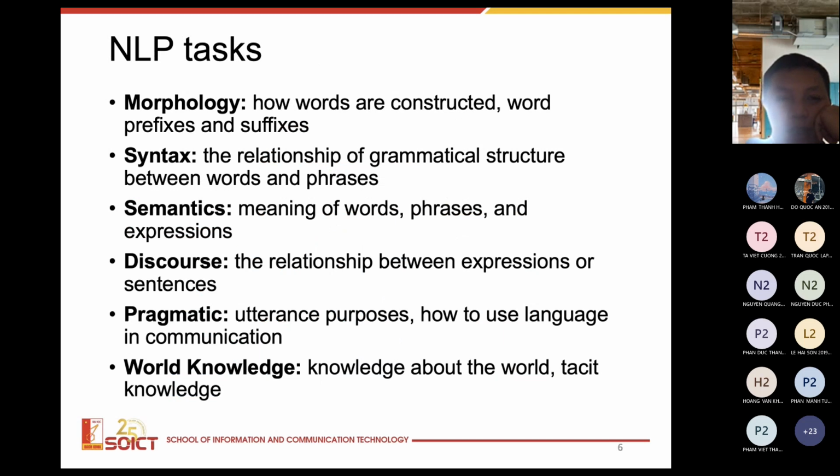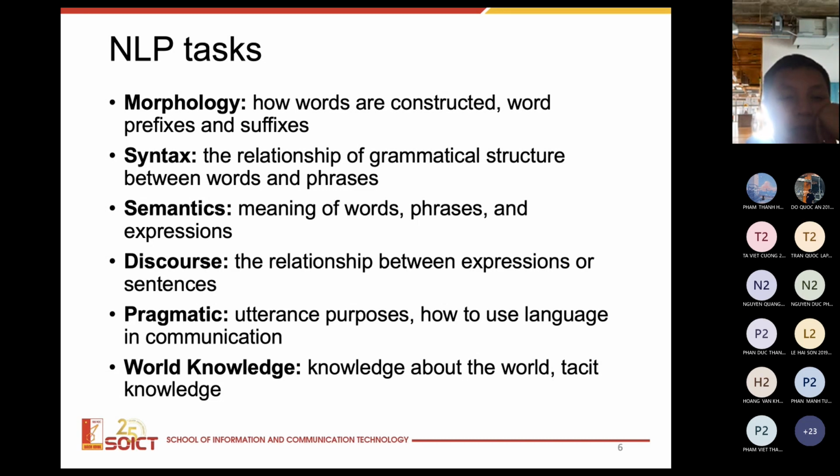Okay, so the tasks of NLP could be one of the following task types. The first task type is morphology, and in this task we focus on understanding how the words in the human language are constructed, such as the word prefix and suffix. So that in the language we have the verb, and the verb in the passive sentence.